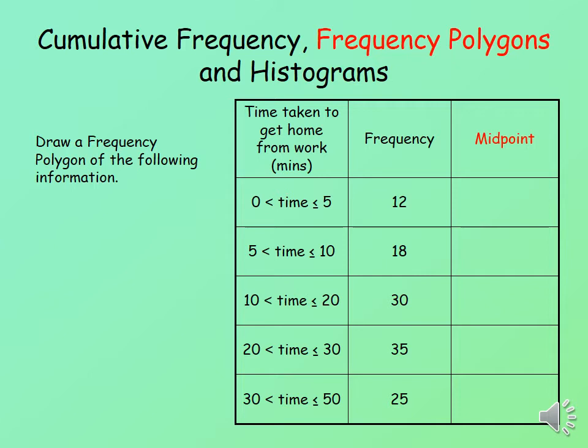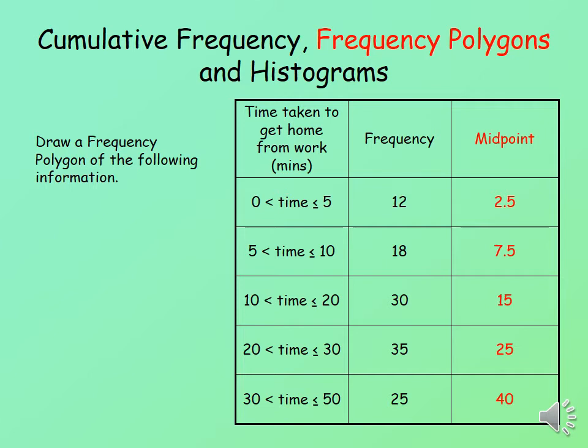Okay, 5 seconds to do that. 1, 2, 3, 4, 5. So the midpoint of 0 and 5 is 2.5. Midpoint of that is 7.5. Midpoint of that is 15. Midpoint of 20 and 30 is 25, and 40 for the last one.